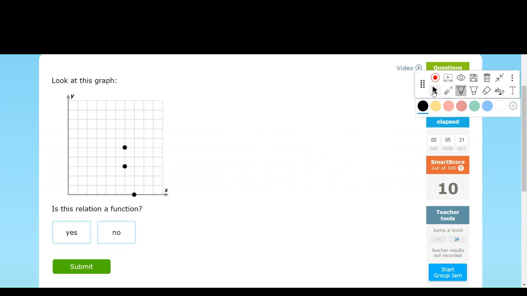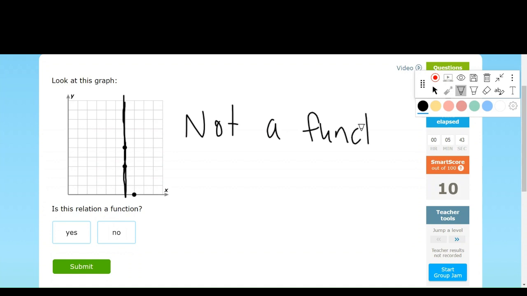Another thing I want you to notice, when you try to connect the points, these 2 points here in particular, you'll notice that they form a vertical line. When that happens, that is also another sign that tells you that it is not a function. That's another way you can look at a graph and tell whether or not it's a function.